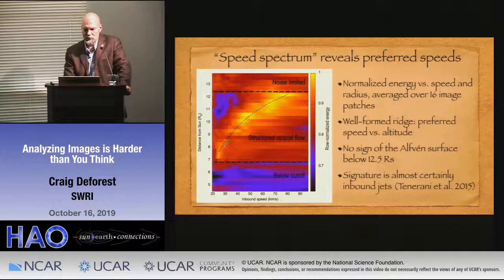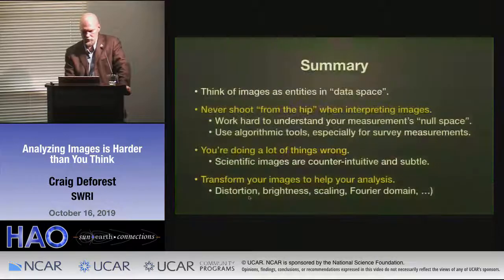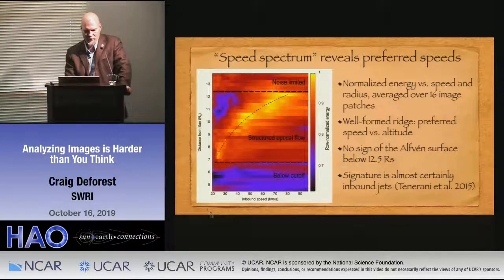This is a preferred band of speeds. On the right, we have speed. Whoops, not quite ready for that. This is distance from the sun, radial distance in the coronal hole. This is speed now, not time or anything like that. And this is a normalized variation. It's normalized at each altitude in the amount of variation, Fourier energy, if you will, in features that are inbound at that speed. And you can see there's this ridge of preferred speeds.